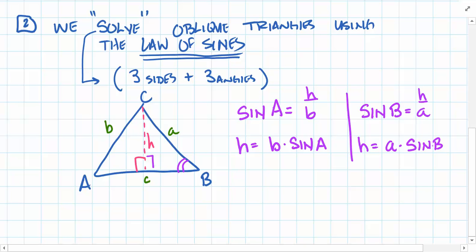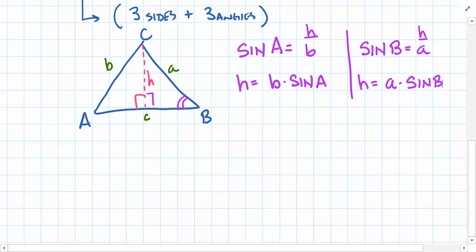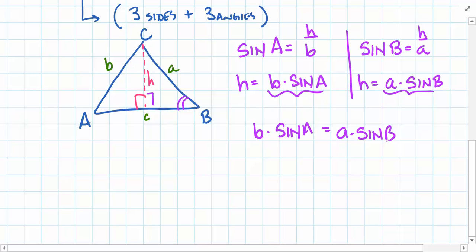So therefore, check this out. If h is equal to b sine A, and h is also equal to a sine B, then what can you say about those two things? They must equal each other. So therefore, I can write the statement down. b times the sine of A, so this part right here, must equal this part over here, a times the sine of angle B.